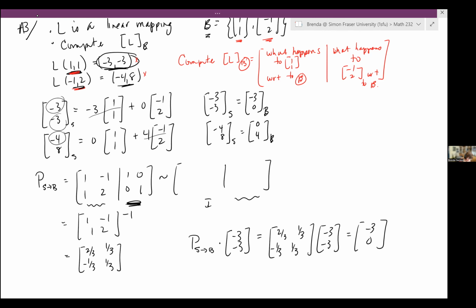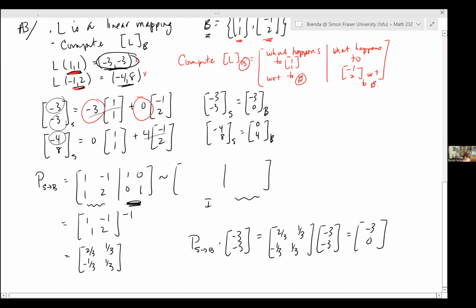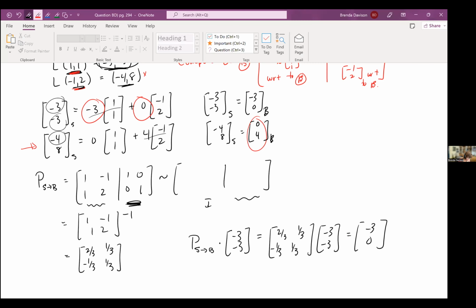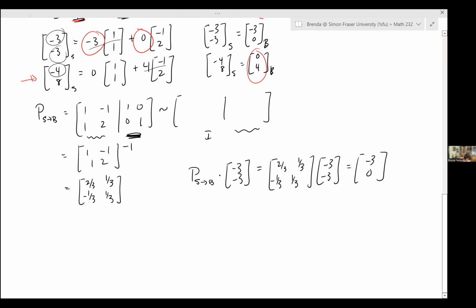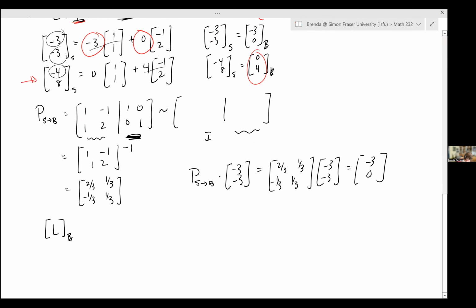That is how I'm getting these coordinates here, that guy and that guy. And do the same thing with this one here, and then you'll find that you get these coordinates here. Okay, so I now can write out what that matrix I wanted to find is, that I was trying to compute. The linear transformation with respect to B is what happens to the first basis vector under the transformation written with the coordinates of the basis B. There it is. That's question A3.